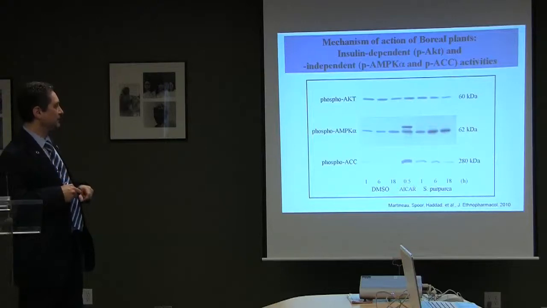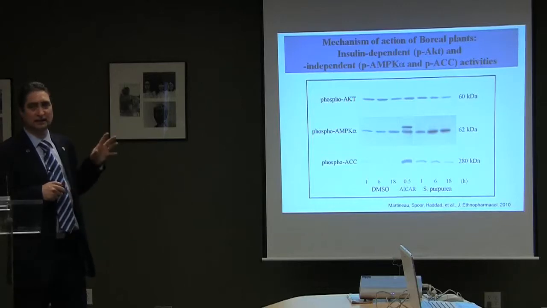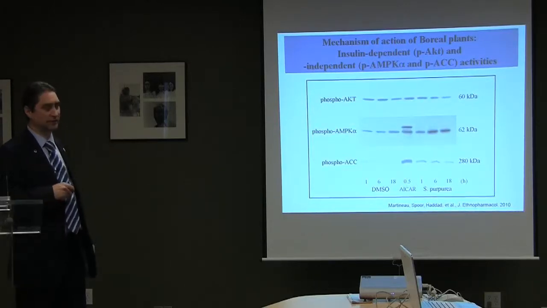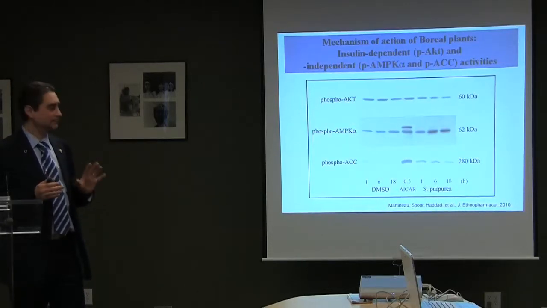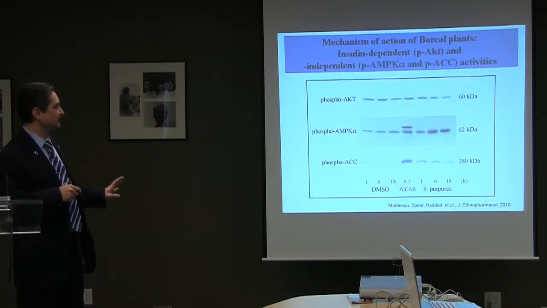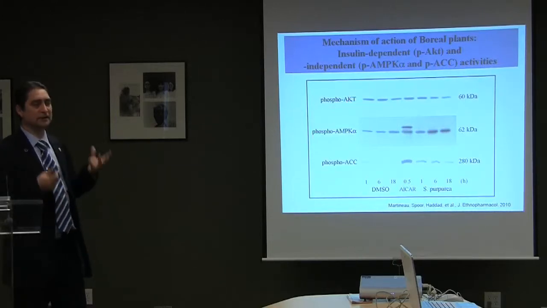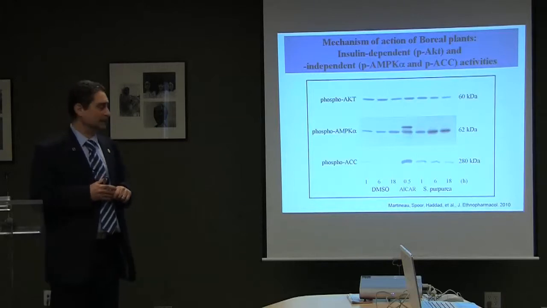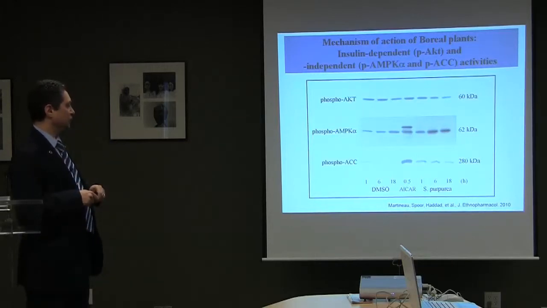So here, these are the little bands for the AKT, which is from the insulin pathway, and AMPK, which is from the non-insulin energy sensing pathway. Suffice it to say that the darker the bands, the higher the activation of this protein is. You have the control here, and this is 1, 6, and 18 hours. This is an example for Sarracenia, the pitcher plant.